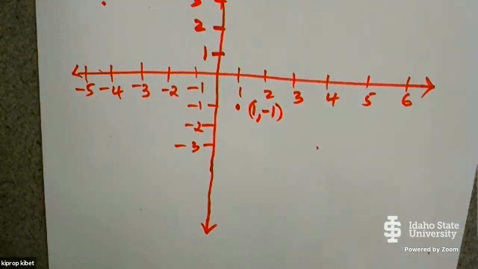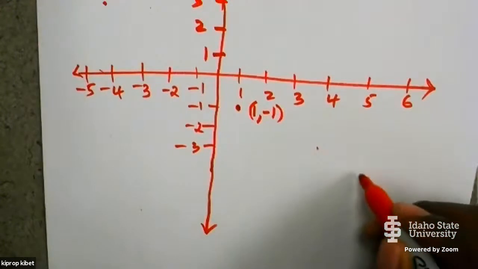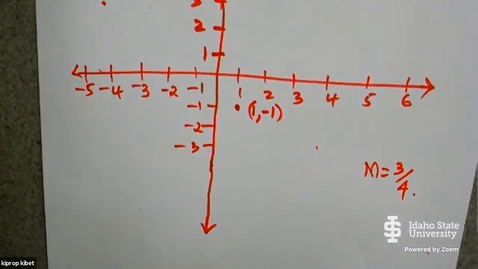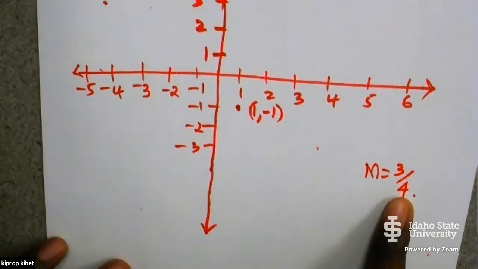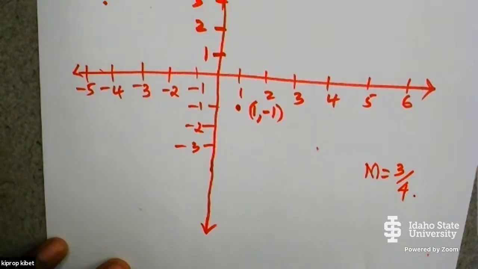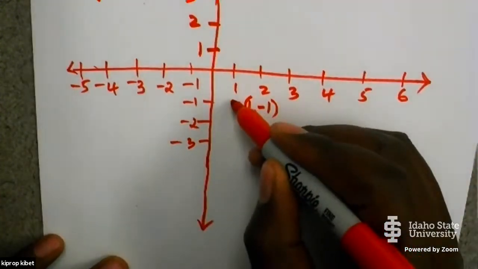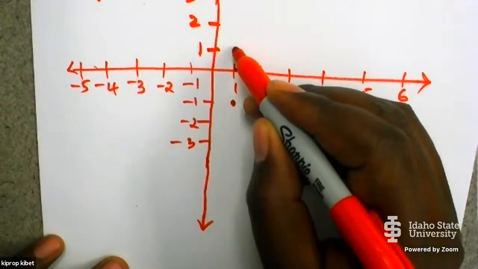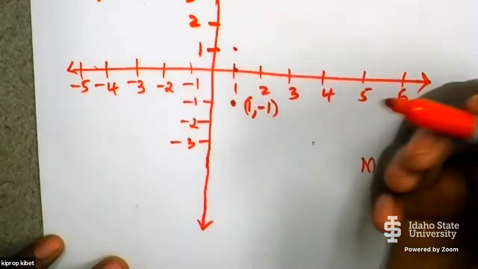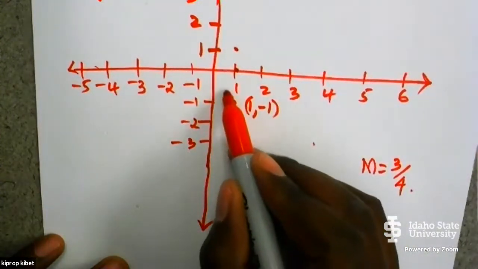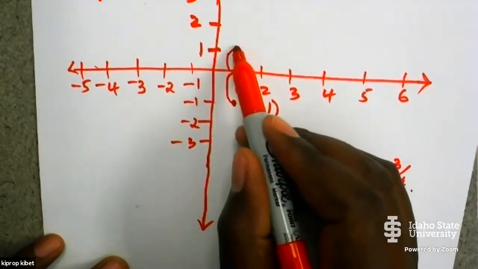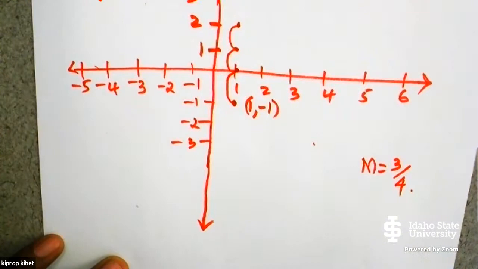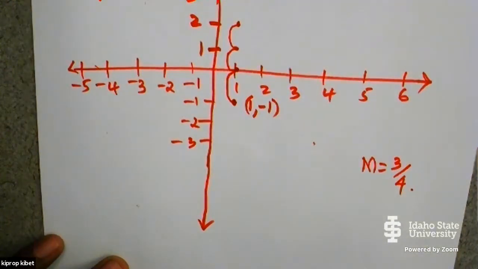Okay. Now we have this point, and then we have the slope, which is m equals 3 over 4. And this one is positive. So that means we rise how many steps? Three. So this is one here, up to here is another one, 2, 3. So up to there. And then over 4, 4 steps to the right.